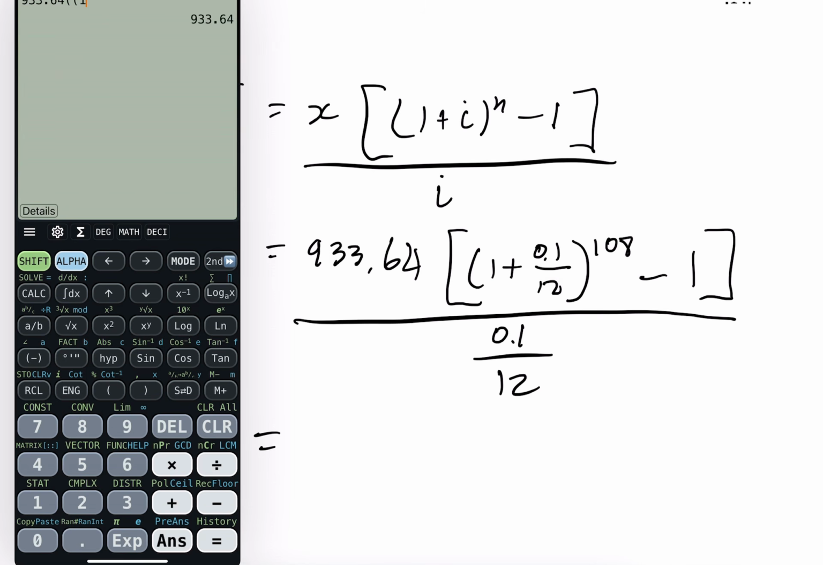I am now going to put that in the bracket. Say that's 1 plus 0.1. Notice I've opened two brackets. Divide by 12. I close that, to the power of 108. I'm going to take that down, minus 1. I've closed that bracket, and divide that by 0.1 over 12.